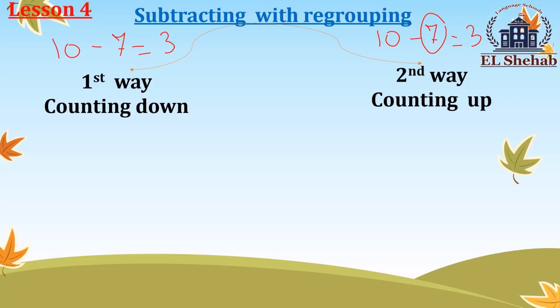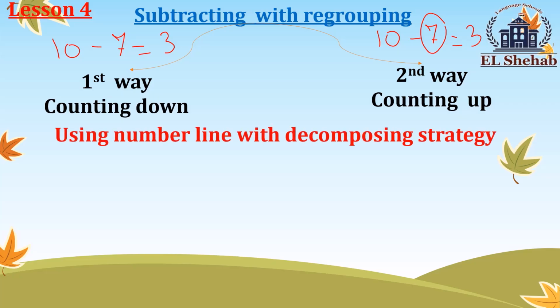But can I use it in the same way with big numbers? There will be a little difference in the method. So I can use a number line in big numbers to help me. Using number line with decomposing strategy. Can you remember decomposing strategy? It means breaking the number. Instead of saying 237, I can make it as 200 plus 30 plus 7.